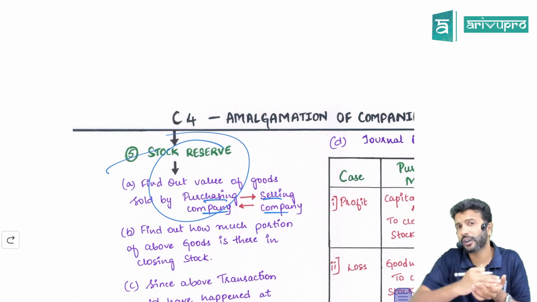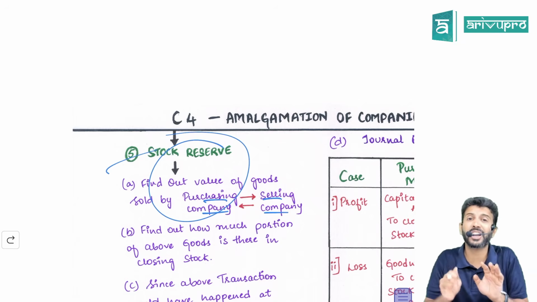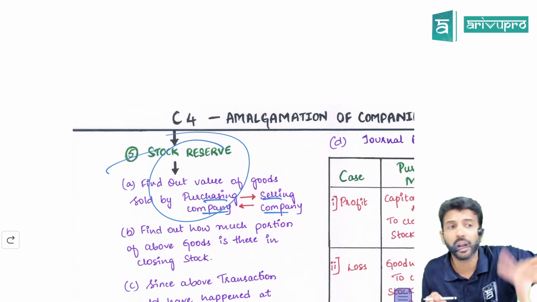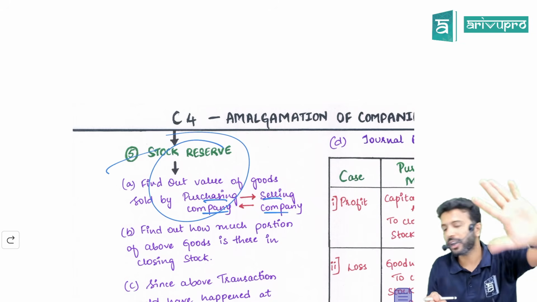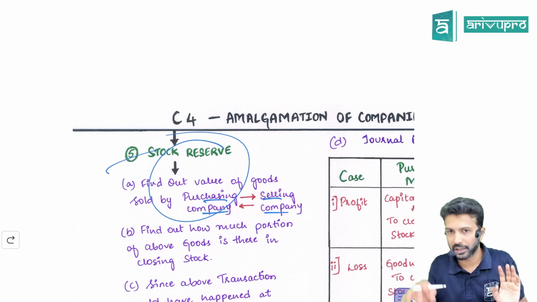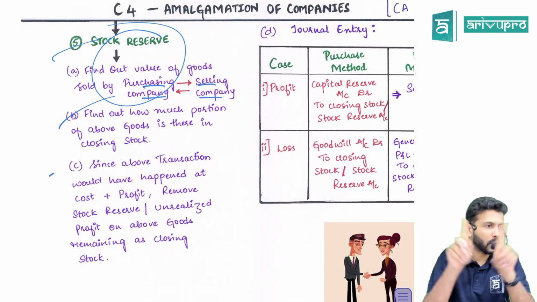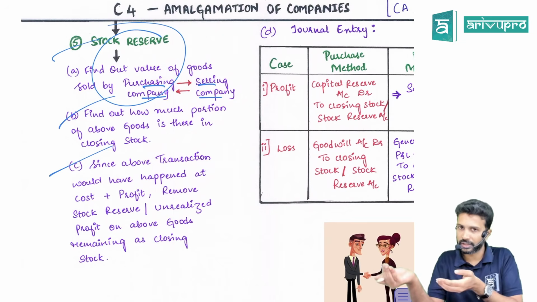So first, what we have to do in the stock reserve is find out the total sale value. Will you eliminate stock reserve from total sale value? No. First check how much of the goods is still remaining in your closing stock. Only on that you need to remove the stock reserve element. I give you an equation also for that. Either you can work it out in percentage or in a format.